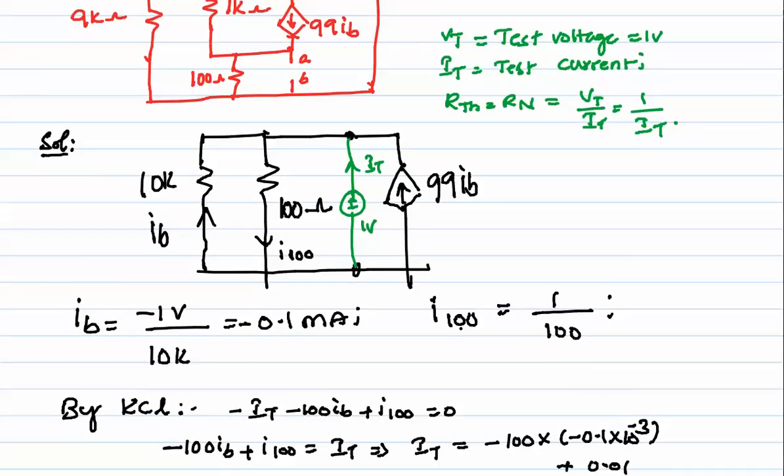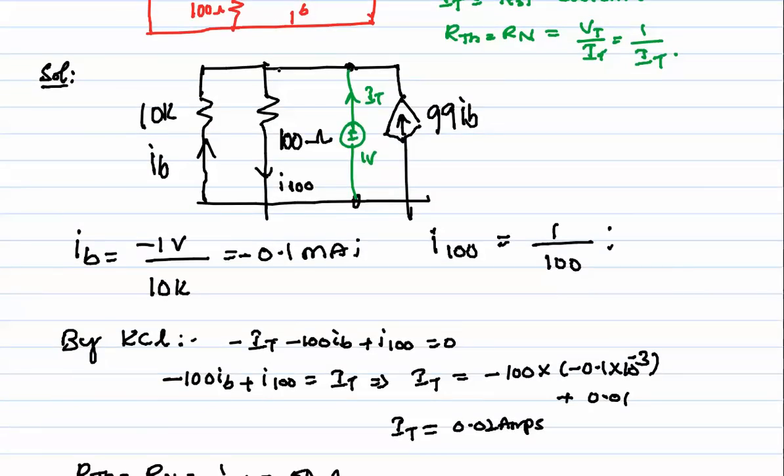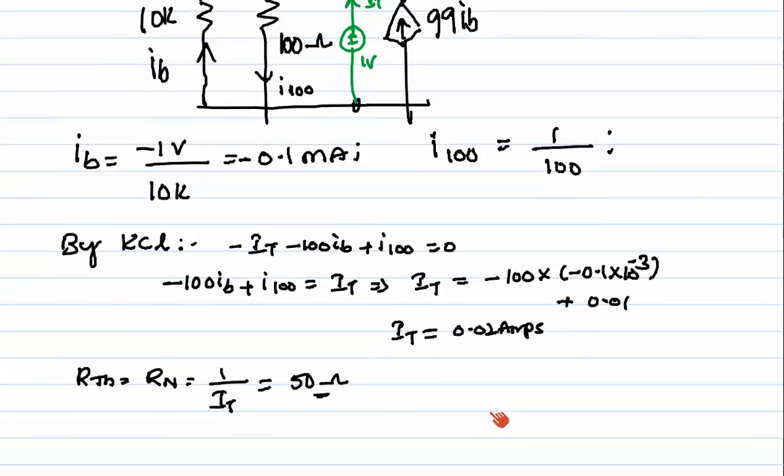By applying KCL here, incoming currents are considered with a negative sign and outgoing currents are assigned a positive sign. So incoming currents: minus IB and minus 99 IB, which is minus 100 IB, and IT is entering, so minus IT plus I100. By substituting the IB value in this case, you will get IT equal to 0.02 amps here, and RTH or RN is equal to 1 by IT. So this is nothing but 50 ohms here.